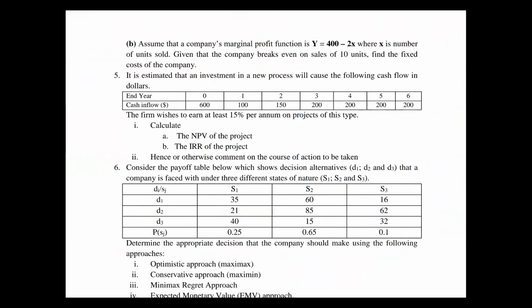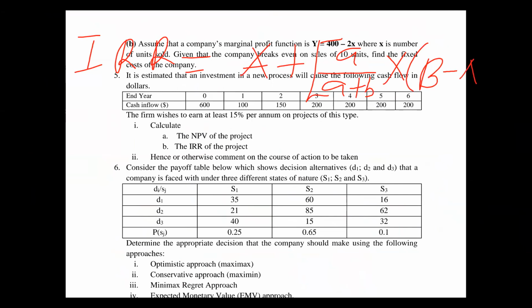The formula for IRR, internal rate of return, we said it is equal to A plus small a over small a plus small b, multiplied by capital B minus capital A, percent. So what is capital A? Very important to define that. The capital A is the lower rate of return with positive NPV.